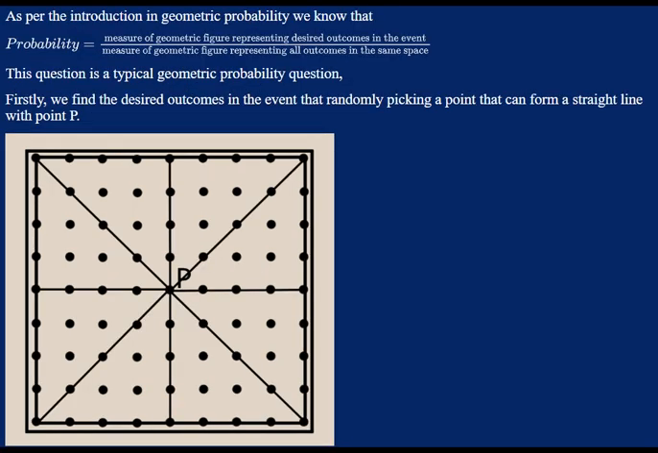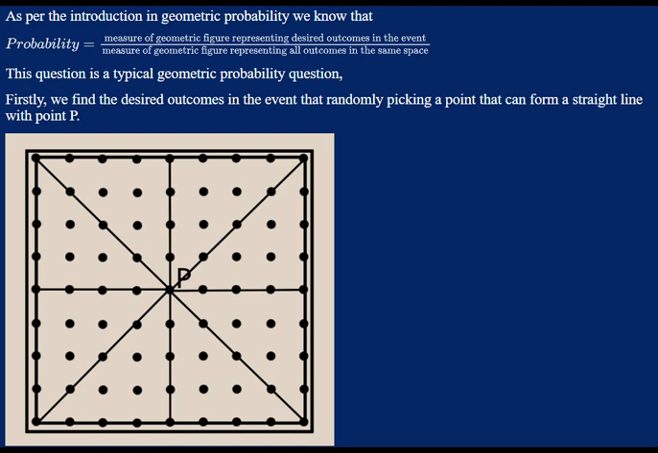The solution is, as per the introduction in the geometric probability, we know that the probability formula is the measure of the geometric figure representing the desired outcomes in the event over the measure of the geometric figure representing all of the outcomes in the same space. So this is a pretty typical geometric probability question that you will see in math contests.